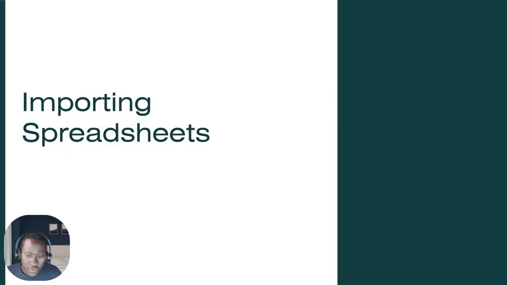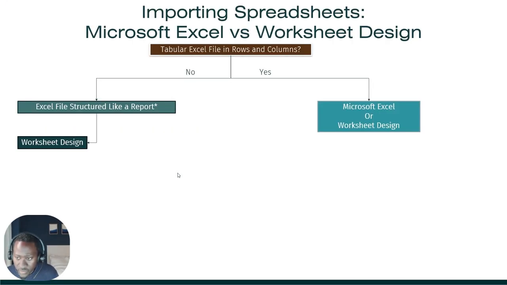Okay, we are going to bring this importing spreadsheets section to a close here, and we're going to recap what we did. So, as we discussed, we looked at the two ways you can import a spreadsheet: Microsoft Excel or Worksheet Design. If it's a tabular spreadsheet, in other words, your data is already in rows and columns, you could use either one, Microsoft Excel or Worksheet Design. If it is a spreadsheet that is structured as a report, it is preferred and strongly recommended to use the worksheet design. You could use Microsoft Excel, but you want to use worksheet design.